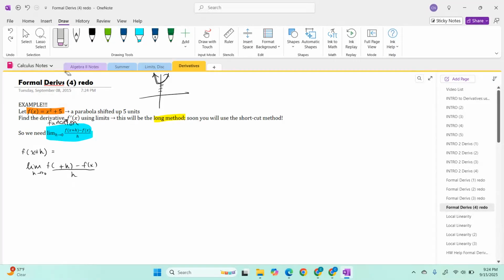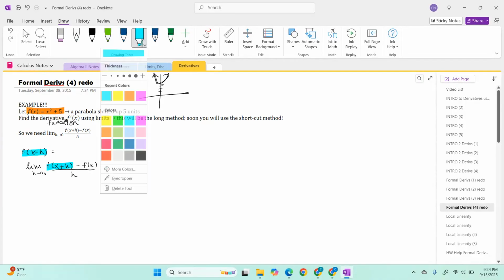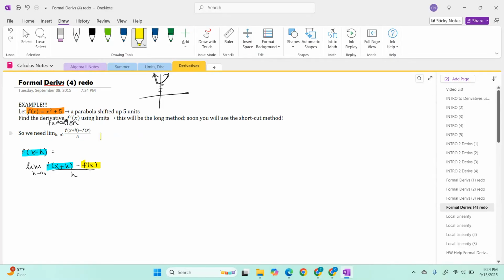All right, so I'm going to try and use some highlighting here to make this easy to follow. And let me not erase important things here. Okay, I'm going to find f of x plus h first. And then what I'm going to do is subtract f of x. Well, I already know what f of x is. F of x is this. And then I'm going to divide by h. And there's going to be obviously some algebra involved.